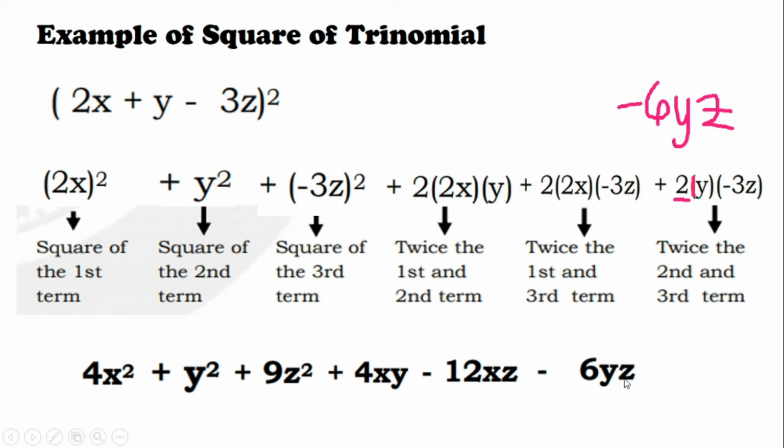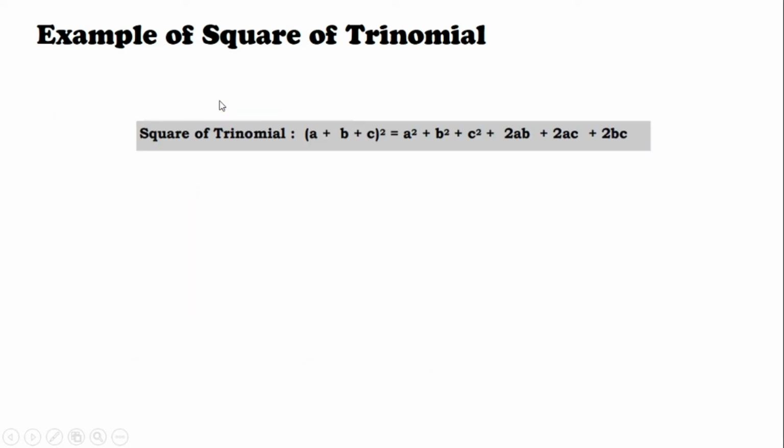Okay? So meaning to say, we have the square of 2x plus y minus 3z is equal to 4x squared plus y squared plus 9z squared plus 4xy minus 12xz minus 6yz. Okay? Just follow the pattern. So, let's have another example. 2x plus 3y plus 5, squared.